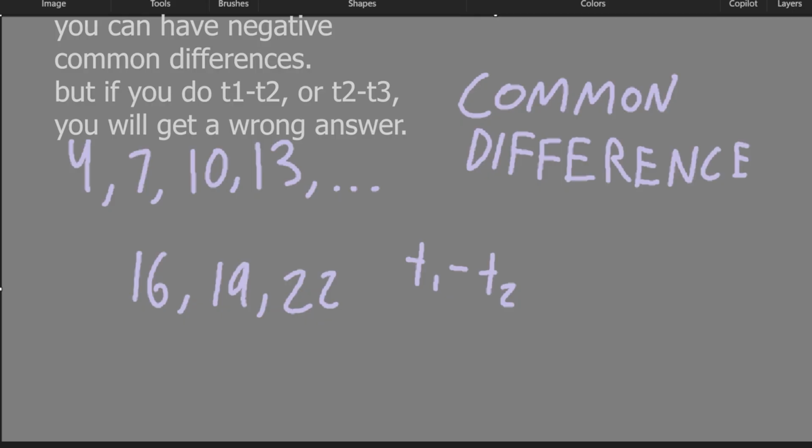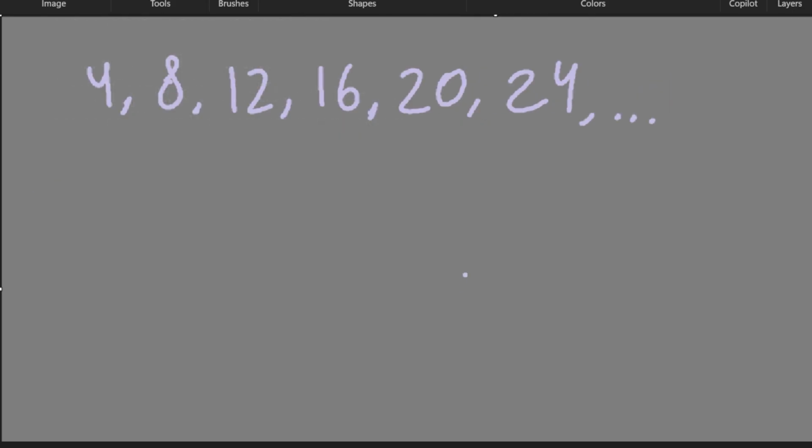That's a false statement. Take a look at this sequence. Right away, we see that the common difference is 4. It increases by 4. Let's label our common difference as D and say it is equal to 4. Now what is T1 here? T1 here, the first term, is 4.